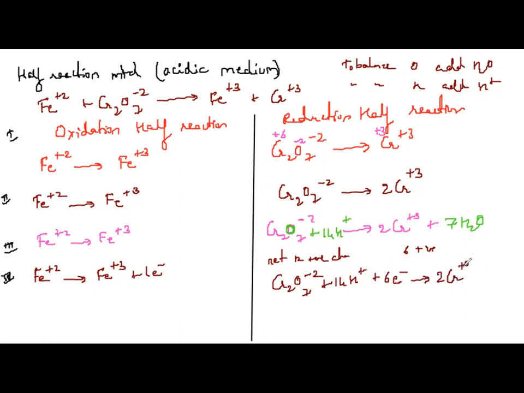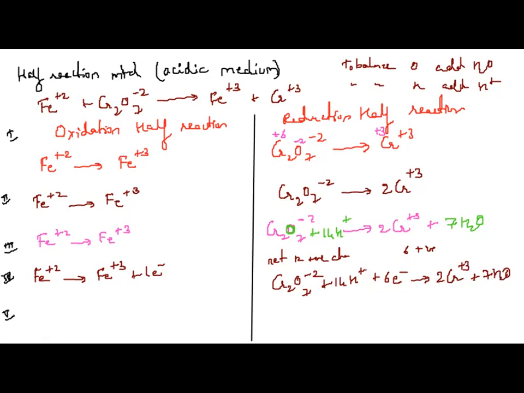2 Cr plus 3 plus 7 H2O. Now how many charges? 3 twos are 6 charges. Here 12 positive are there, 6 negative, so it becomes 6. So both are balanced. Understood? Only electrons have to be written. You cannot write H plus here. Correct? So electrons have to be balanced.